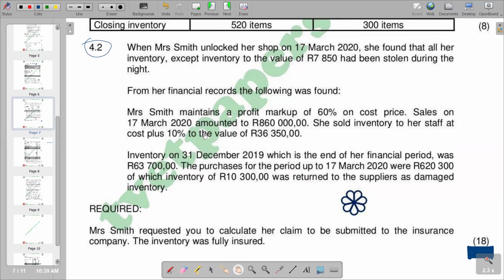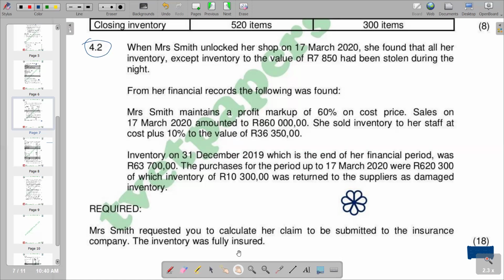You just need to go through the information that you are given, and then on the required part, Mrs. Smith requested you to calculate a claim to be submitted to the insurance company. The inventory was fully insured, and the question has 18 marks. The last statement is that the inventory was fully insured, meaning the total amount of stock loss is going to be the claim that is going to be made. So basically, that's what we have.